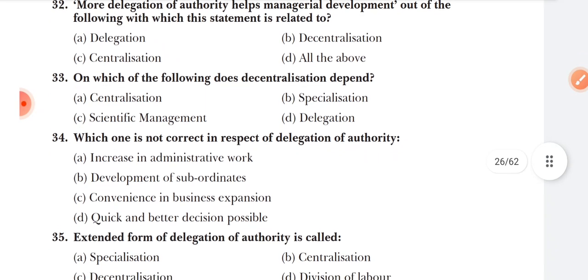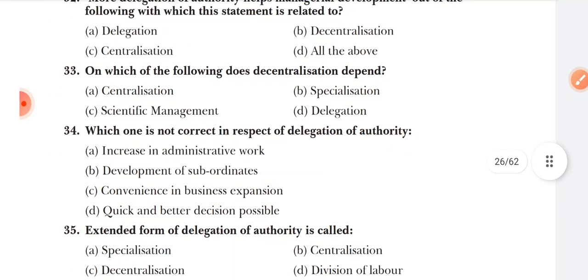Last question, 35. Extended form of delegation of authority is called: option A, specialization. Option B, centralization. Option C, decentralization. And option D, division of labor.